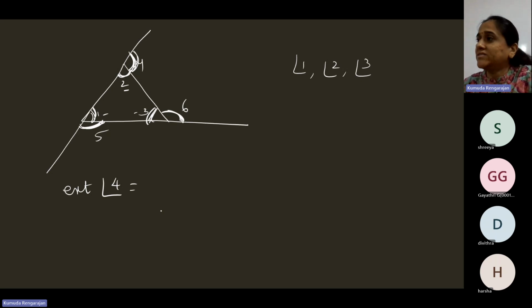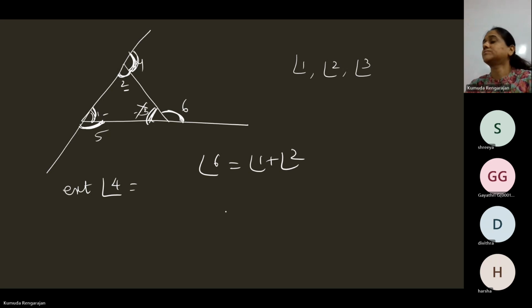Now the property is: exterior angle is equal to the sum of the 2 interior opposite angles. So leave the immediate interior angle. If you say angle 6 is equal to, leave this one, leave the immediate interior angle. The interior opposite angles are angle 1 plus angle 2.